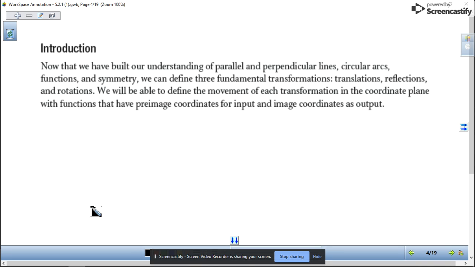All right, for 521, we're going to talk about the things we did in 511, 512, 513, and really talk about what a translation, what a reflection, what a rotation are. So we built our basic understanding.